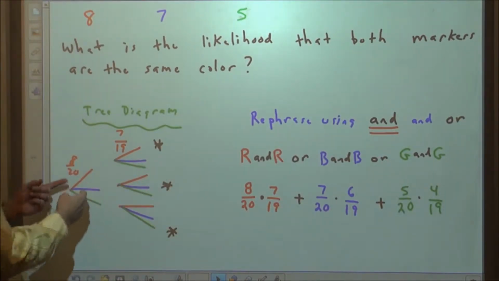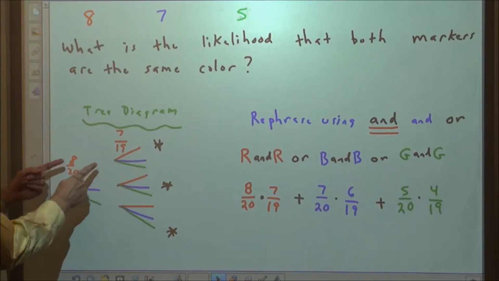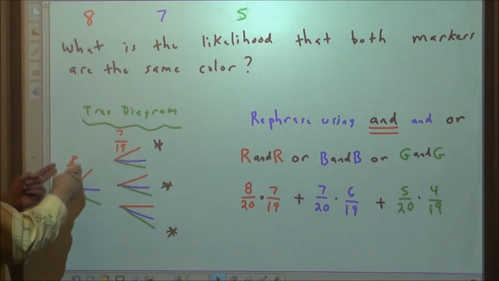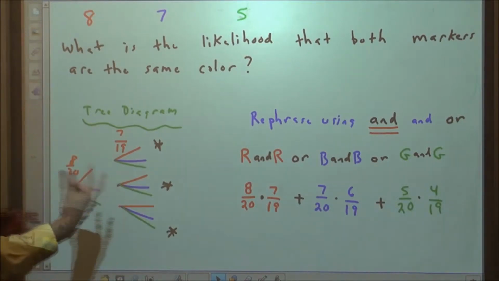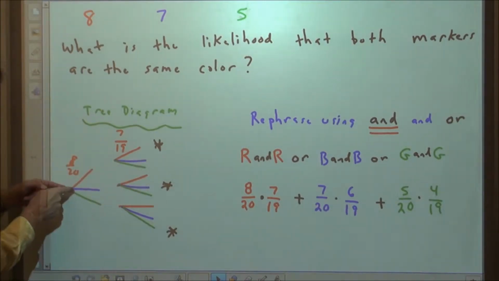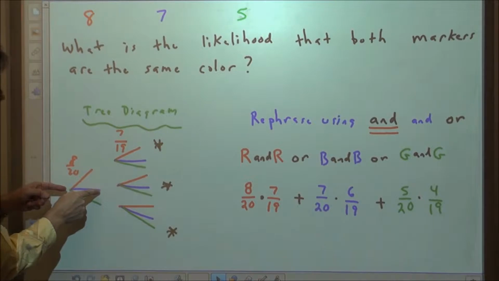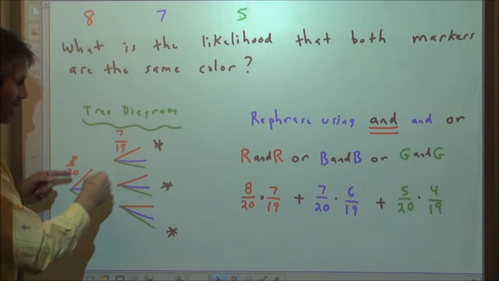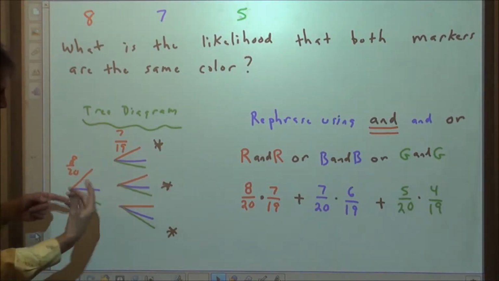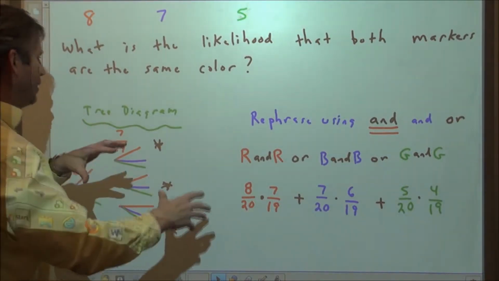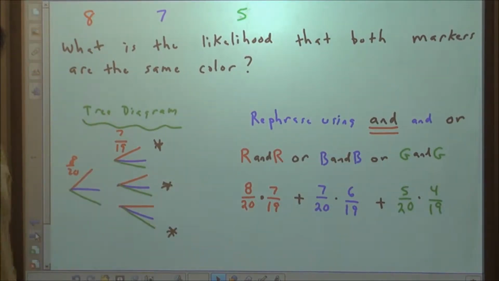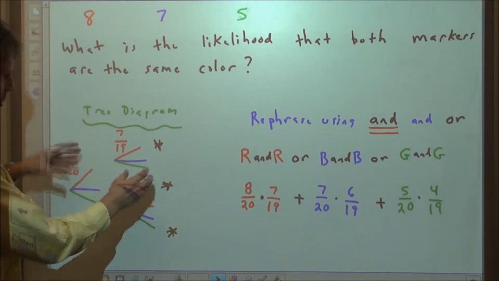So what we can do is get a red on the first selection, and then a red on the second one. We'd multiply these 2 together because we're selecting 2 things, and means multiply. Or, we would add to that, we could get a blue on the first selection and a blue on the second one, multiply those 2 probabilities together, or add this final scenario, we could get a green and a green. So the tree diagram will show us what to do, and then we can write in the probabilities on there.